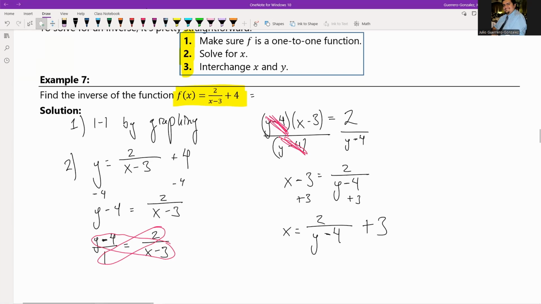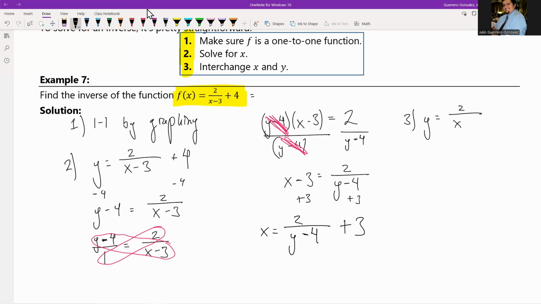And I'm going to grab this, and I'm just going to move it over a little bit because I kind of want to use up the rest of the space here. There we go. Okay. The last step, that was step 2. Step 3 is just interchange the x and the y. So y is equal to 2 over x minus 4 plus 3. We're all done. f inverse of x is equal to 2 over x minus 4 plus 3.